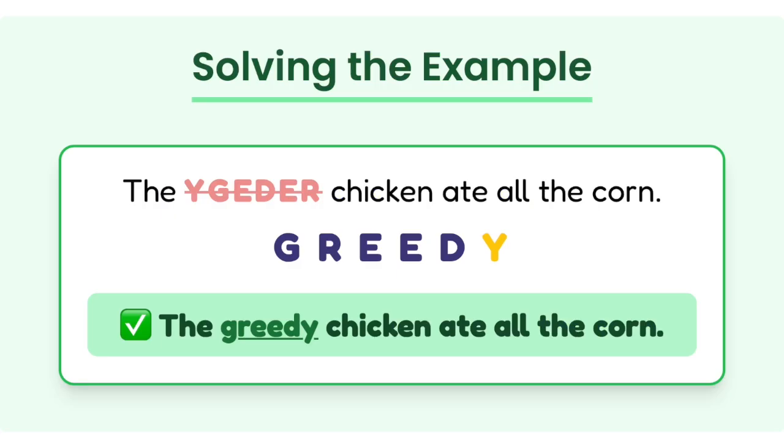Let's solve our example. We know the word describes a hungry chicken and we have the letters Y, G, E, D, E, R. If we put the Y at the end, we are left with GREED. Put it all together and we get greedy. Let's check it. The greedy chicken ate all the corn. Perfect.